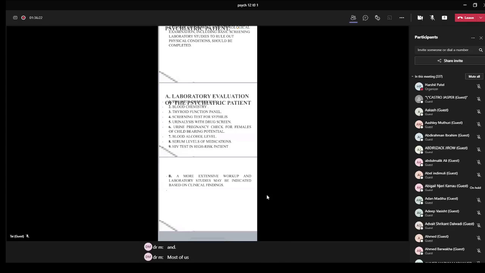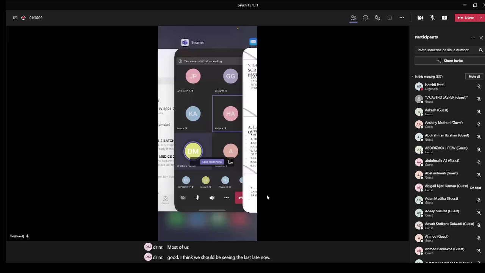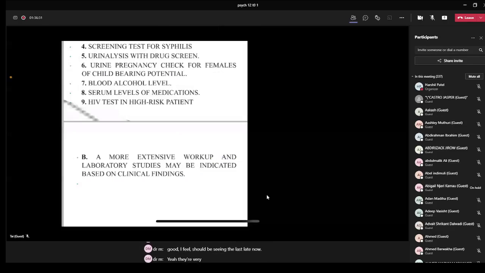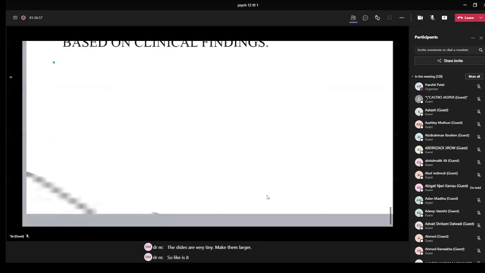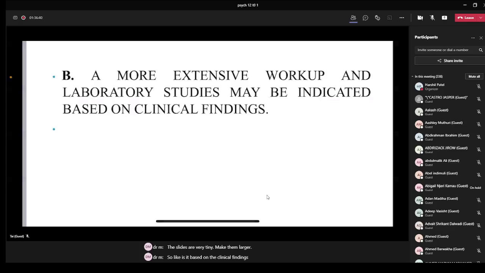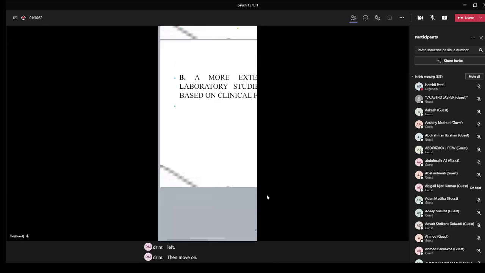Good. I think we should be seeing the last slide now. The slides are very tiny. Make them larger. So that is it. Based on your clinical findings, then you determine which other laboratory studies you're going to do. Right. Let's see if there are any more slides left. I think that was the last one.